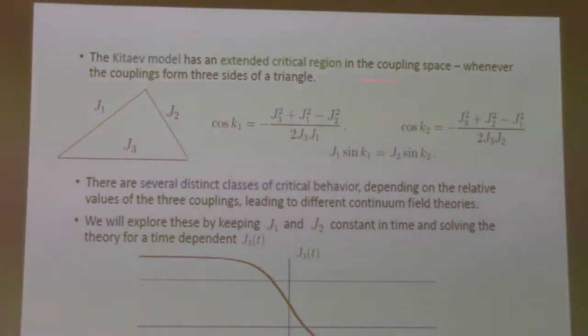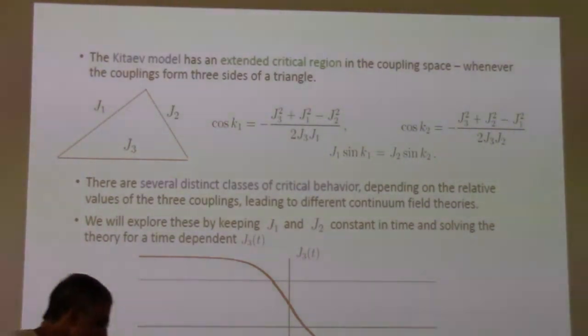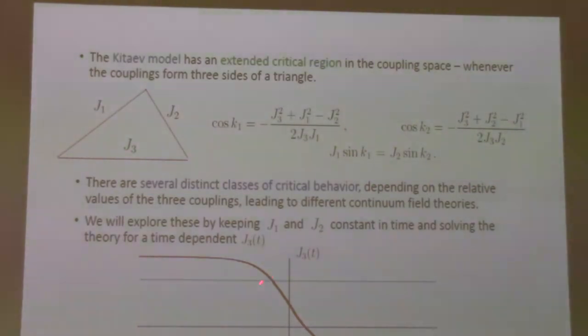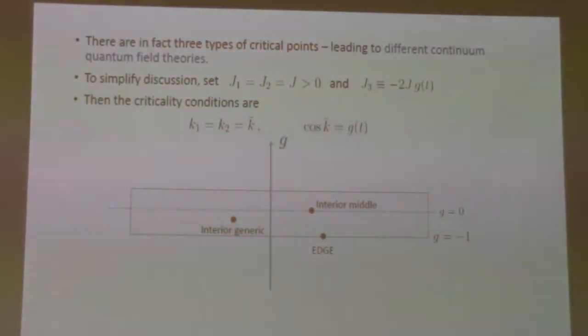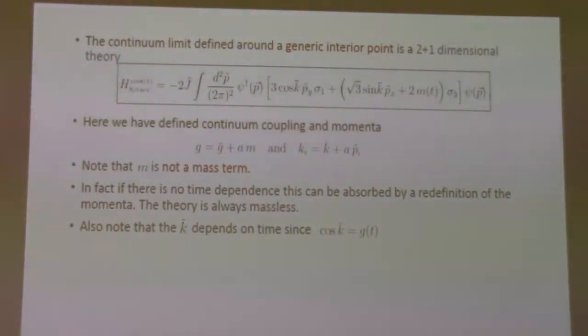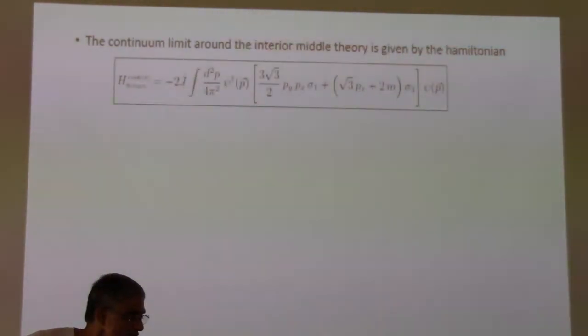So I've written down the conditions for criticality here. And there are actually three distinct classes of critical behavior, which I'll just illustrate by freezing two of these couplings to be constant and the third coupling to be time dependent. In this picture, forget about the time dependence, if the coupling lies between these two lines, you have a critical point. So every point in here is critical. The critical point at the edge, the critical point in the interior, and the critical point in the middle have different critical behavior. They have different exponents, they have different approaches to the critical point. And therefore, by standard renormalization group, the continuum limits of the theories which you construct around each of these points are different. So I've written down those continuum limits in three different boxes. I don't expect you to follow this, but you can write down what the continuum theories are, and they're interesting in their own right.